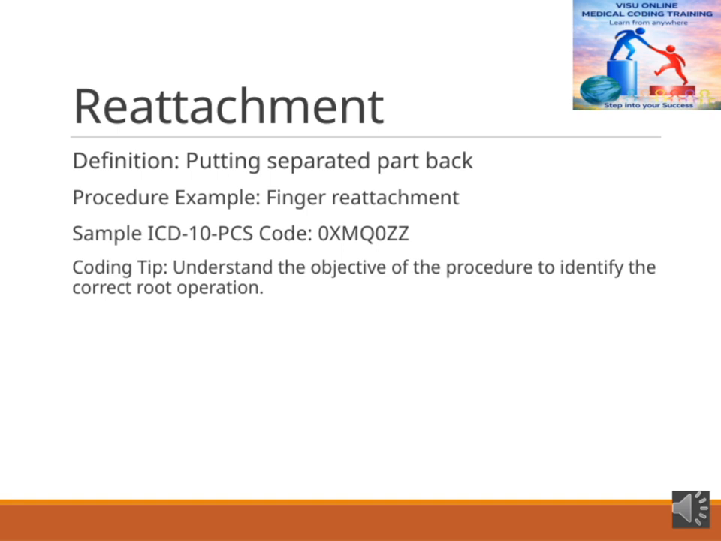A key tip when coding reattachment procedures is to understand the objective of the procedure itself. By doing so, you can identify the correct root operation, which in this case is reattachment. So, in summary, reattachment is about restoring a separated body part, and understanding the purpose behind the procedure is crucial for correct coding. This ties into the overall theme of accurately capturing surgical procedures through proper coding practices.